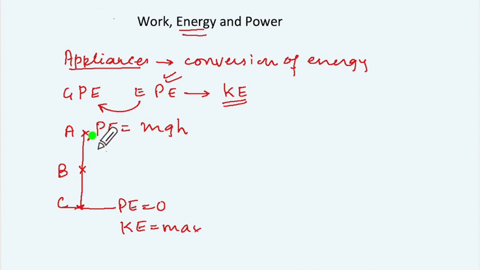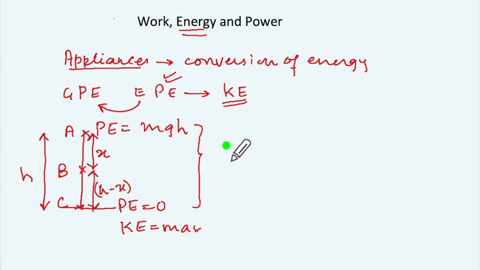And you already have this: if it has traveled through the distance x, and if the total height has been h, then at B the height is going to be h minus x. And when we are proving that the total mechanical energy, that is potential energy plus kinetic energy, always is constant, those calculations are important. Please go through that. You can be asked good questions based on this.